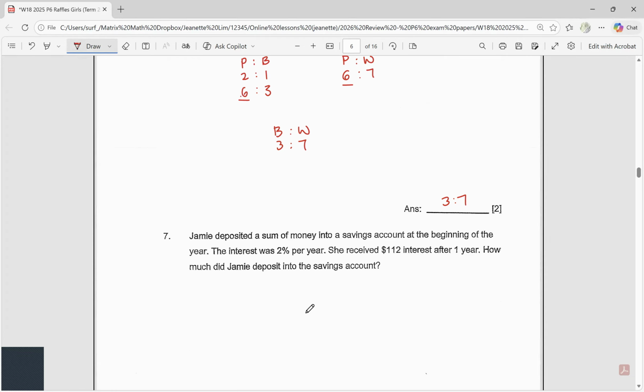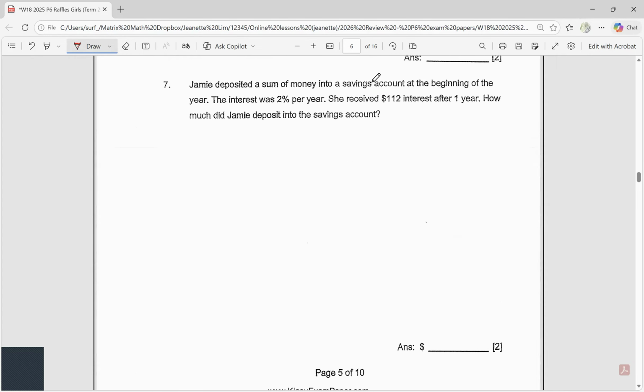Next, Jamie deposited a sum of money into a savings account at the beginning of the year. The interest was 2% per year. She received $112 interest after 1 year. How much did Jamie deposit into the savings account?